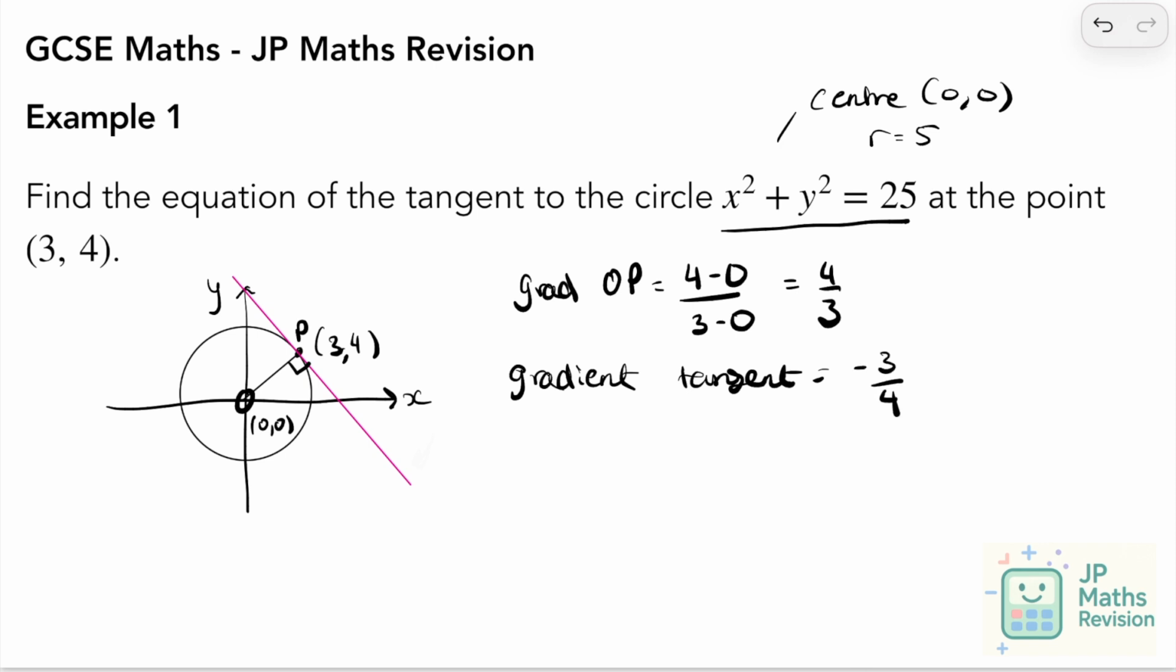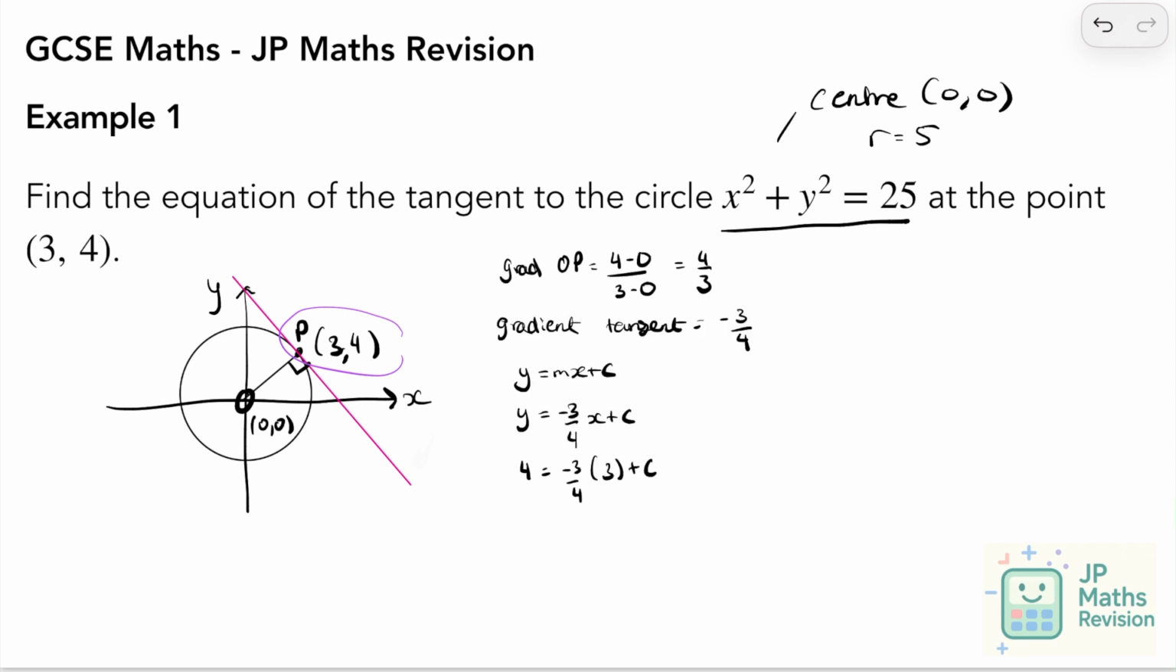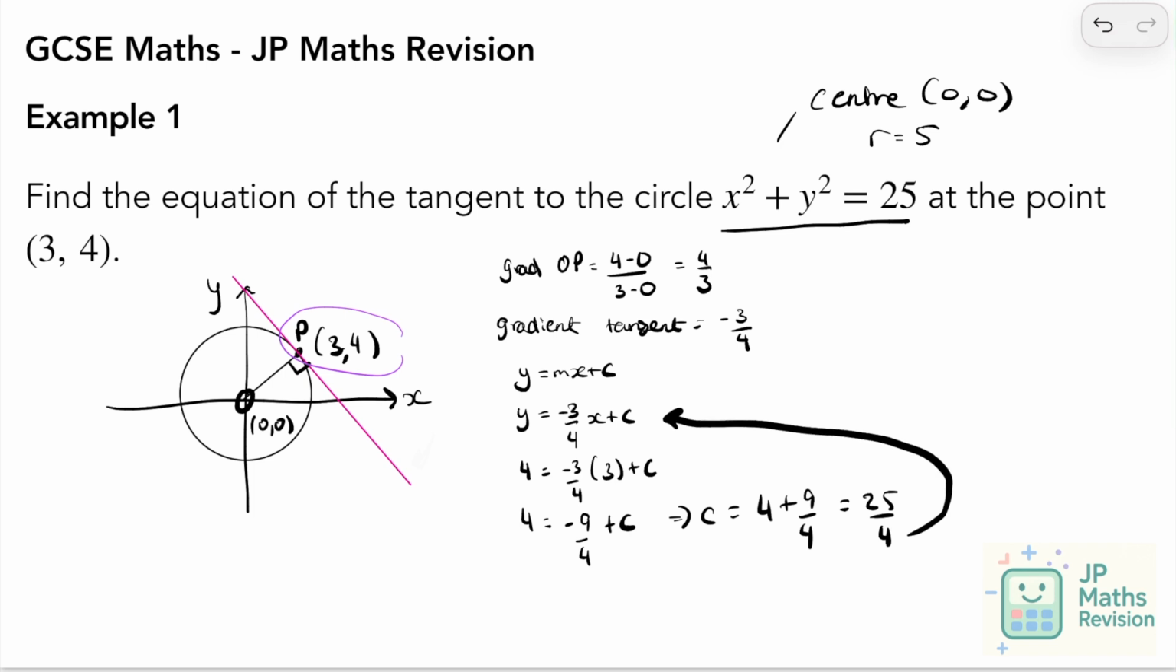So now what I'm going to do is write out y equals mx plus c. So I have y equals minus 3 over 4 x plus c. And to work out what c is, I'm going to plug in this point P. So I'm going to write out 4 equals minus 3 over 4 times 3 plus c. So now I can say 4 equals minus 9 over 4 plus c, and therefore c is going to be 4 plus 9 over 4. If I work that out, I end up with 25 over 4. So therefore my value of c is 25 over 4. So the answer to the question, putting this back in, is y equals minus 3 over 4 x plus 25 over 4, and that is the equation of the tangent.